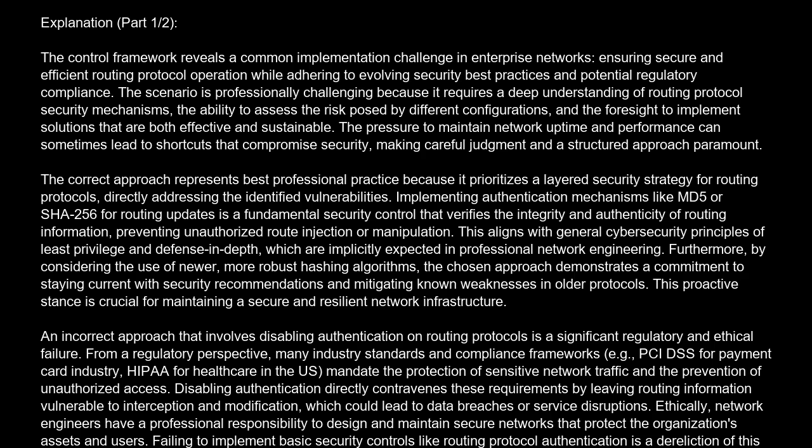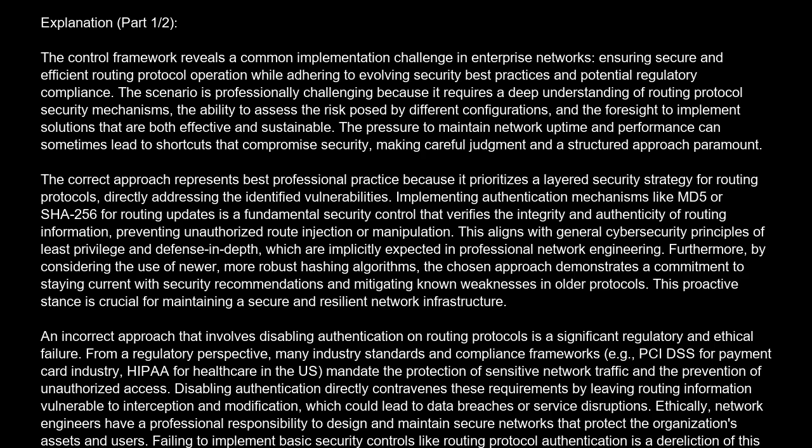Implementing authentication mechanisms like MD5 or SHA-256 for routing updates is a fundamental security control that verifies the integrity and authenticity of routing information, preventing unauthorized route injection or manipulation. This aligns with general cybersecurity principles of least privilege and defense in depth, which are implicitly expected in professional network engineering. Furthermore, by considering the use of newer, more robust hashing algorithms, the chosen approach demonstrates a commitment to staying current with security recommendations and mitigating known weaknesses in older protocols. This proactive stance is crucial for maintaining a secure and resilient network infrastructure.